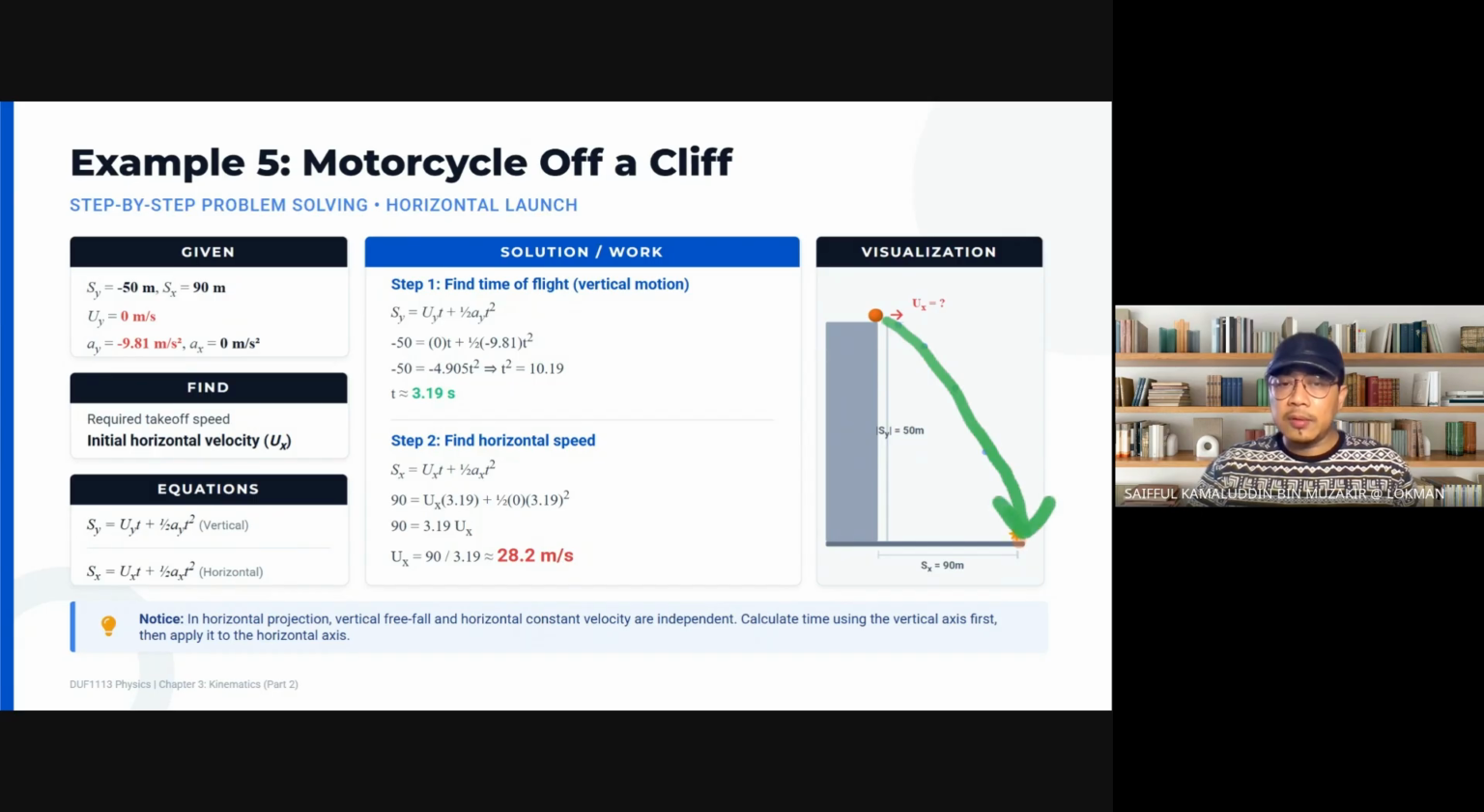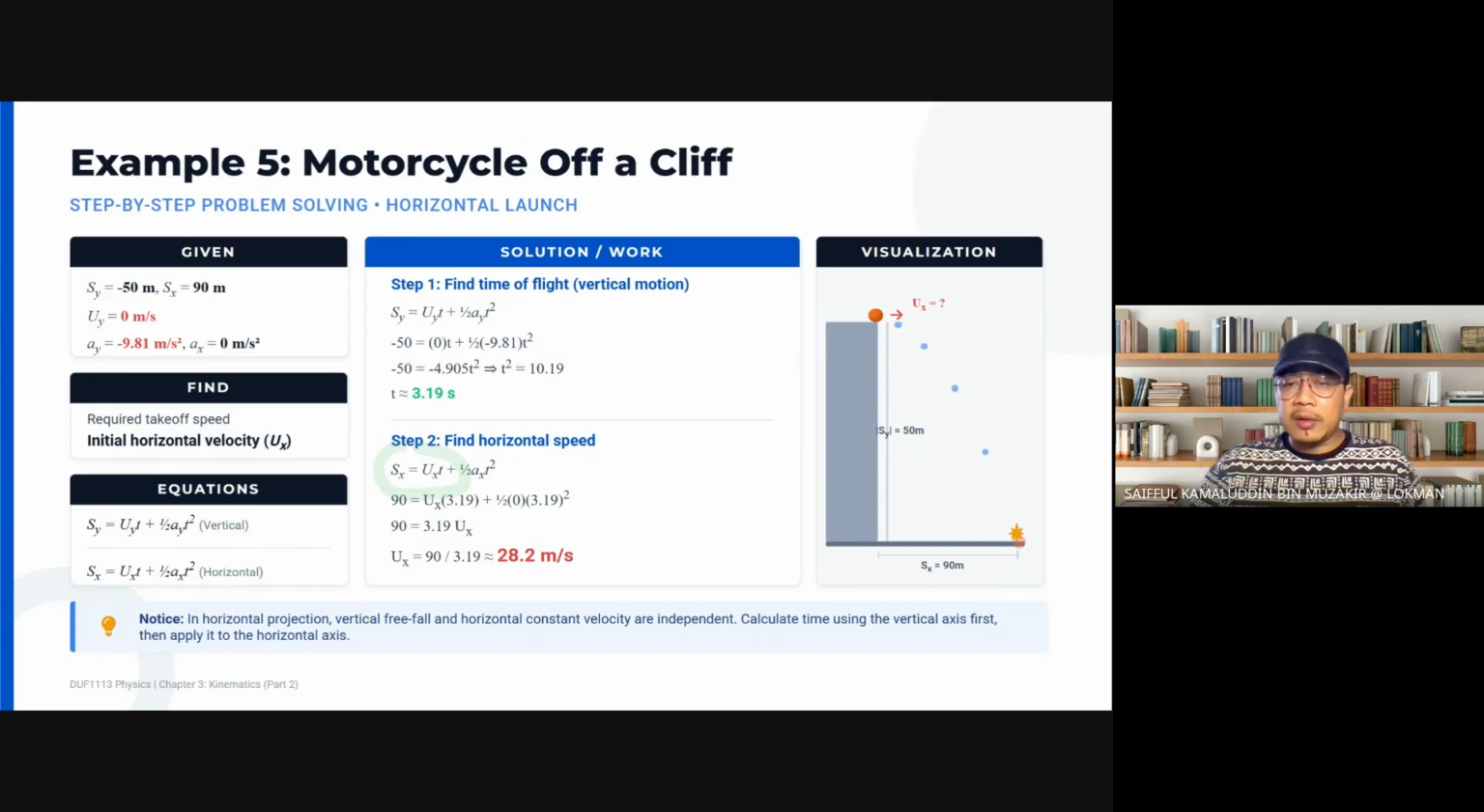So what can we do? Try to use some other information. You have used the SY. Why don't I try to use the SX? SX equals UXT plus half AXT square, and half AXT square equals 0 because AX equals 0, since there is no gravitational acceleration on the x-axis. So our formula is only SX equals UXT.